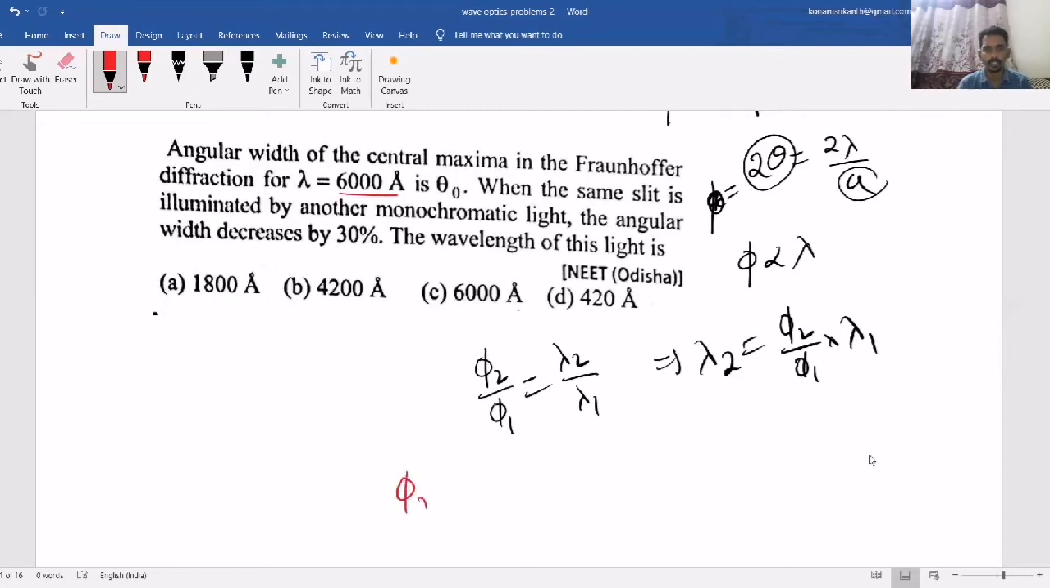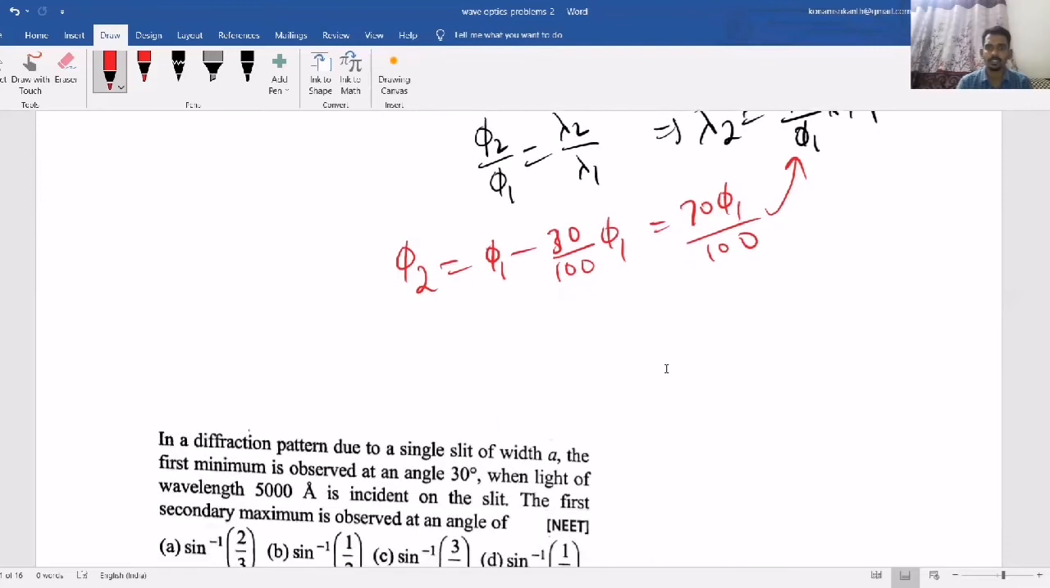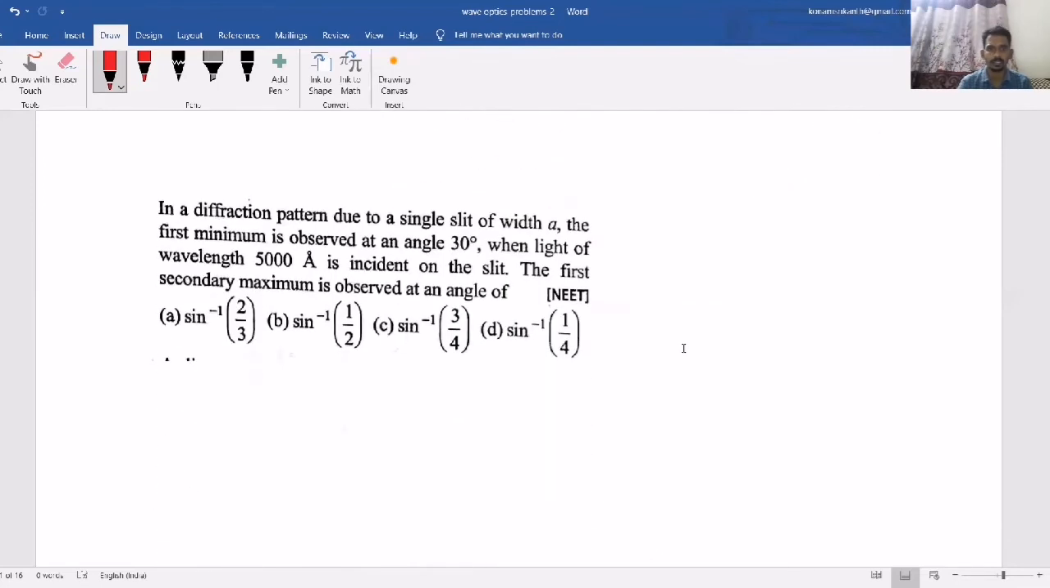The second angular width decreases by 30%, means phi 2 is phi 1 minus 30 by 100 phi 1. So it is 70 phi 1 by 100. So that you will get the phi 2 to phi 1 ratio. Then you substitute here, and you will get the answer. Now just solve it and you will get the answer.